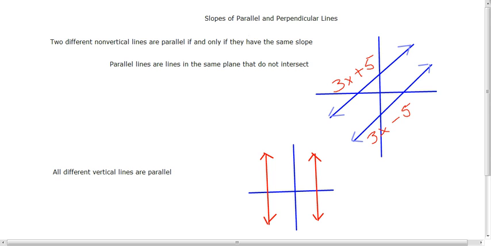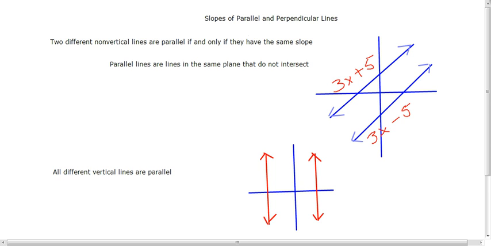So these lines will run in conjunction with each other and never ever meet. We say that parallel lines are lines in the same plane. They're coplanar, they're in the same plane, but they do not intersect. In this particular example, these are two non-vertical lines.